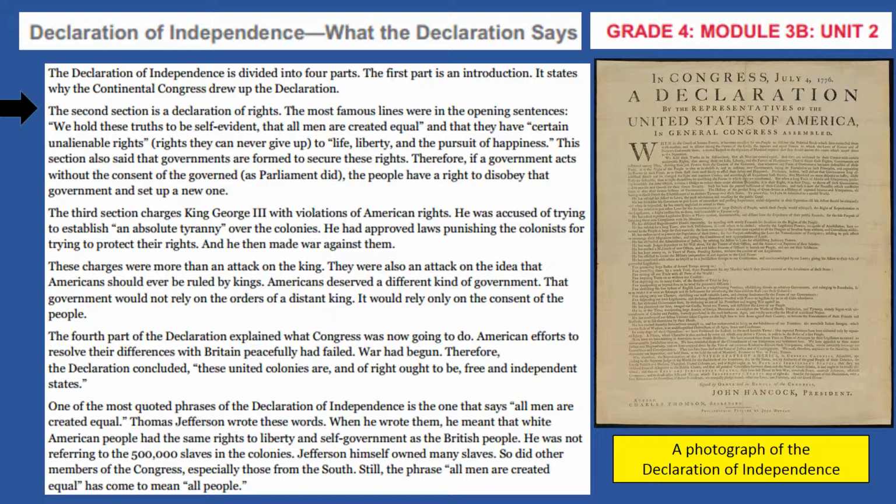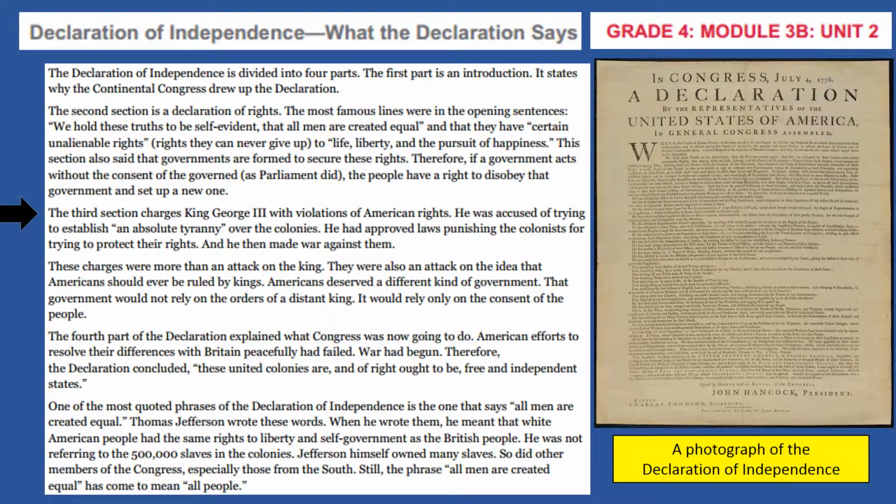The most famous lines were the opening sentences. We hold these truths to be self-evident, that all men are created equal, and that they have certain unalienable rights, or rights they can never give up, to life, liberty, and the pursuit of happiness. This section also said that governments are formed to secure these rights. Therefore, if a government acts without consent of the governed, as Parliament did, the people have a right to disobey that government and set up a new one.